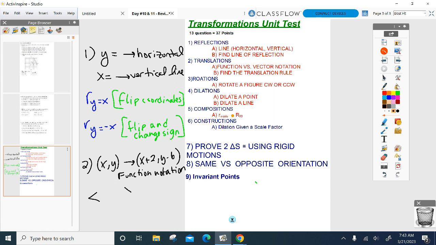Right 2 down 6. Vector notation. That's in the little arrows here. I just put the numbers 2, negative 6. That's vector notation. And translations, up, down, left, right. You just got to give me the number of units.